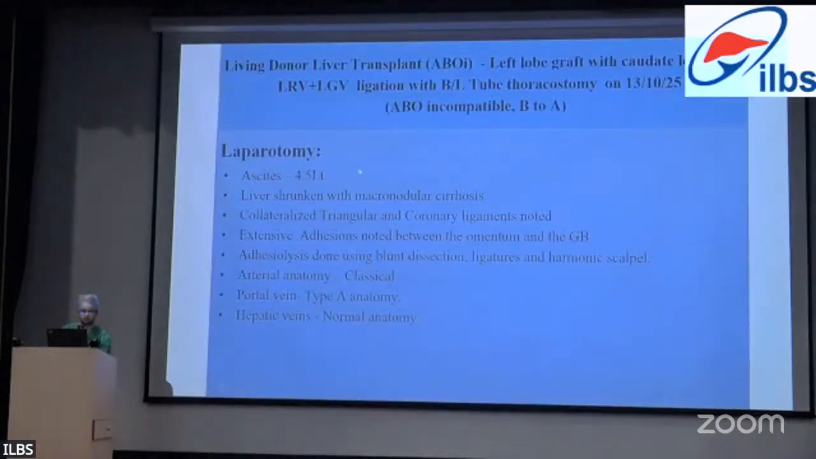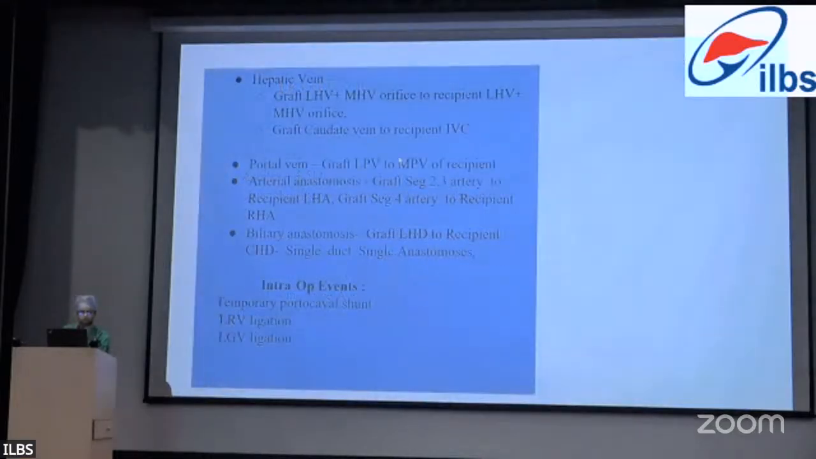Intraoperatively, he had ascites of 4.5 liters, and the liver was shrunken and macronodular. Thickly collateralized triangular and coronary ligaments were noted. Adhesions were noted between the omentum and gallbladder, and arterial anatomy was classical. Hepatic veins were normal. So he underwent LDLT with left lobe with caudate. Portal vein anastomosis was left portal vein to main portal vein. There were two arteries, segment 2 and 3 artery and segment 4 artery, and the recipient RHA was anastomosed. He had a single duct anastomosis.